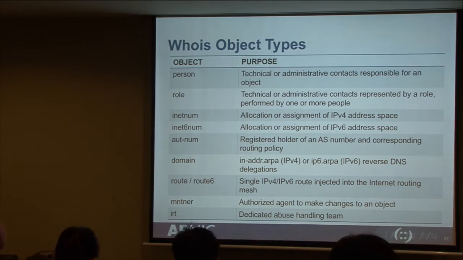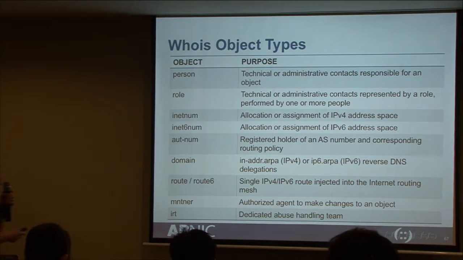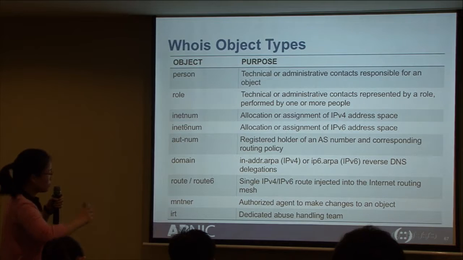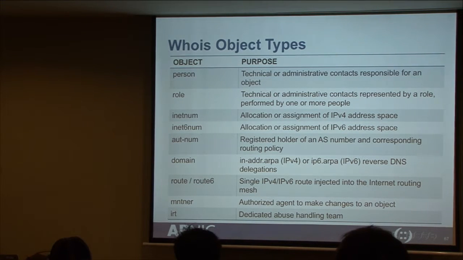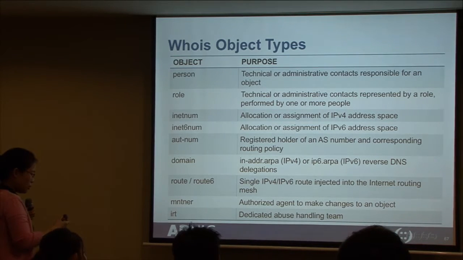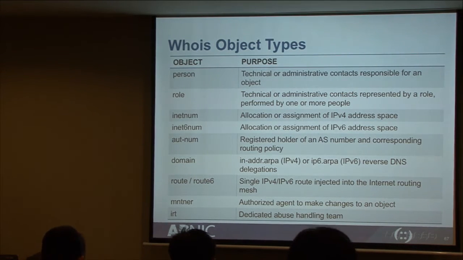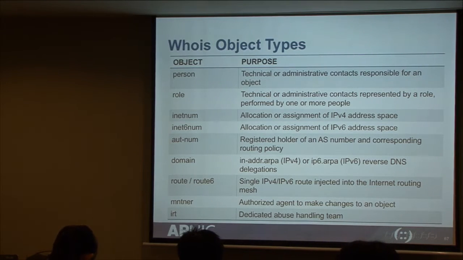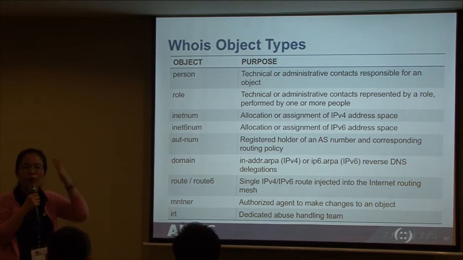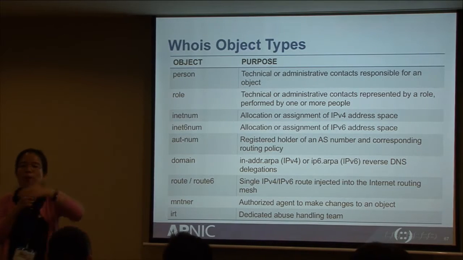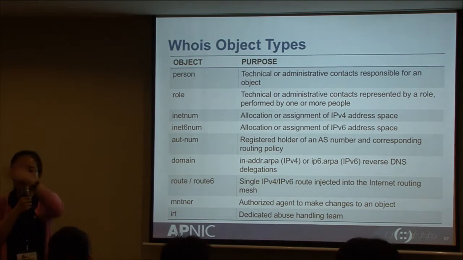Okay, thank you. And then for the whois object types, here we mention the person. The person means who is maintaining these resources: you can find the person's name, address, email, phone number, and then the role. Roles are for a larger company, where a block of IP addresses is not maintained by one person but by a group, a network operation group, and then we can define a role. This role is like a group, and under this role there are multiple persons.